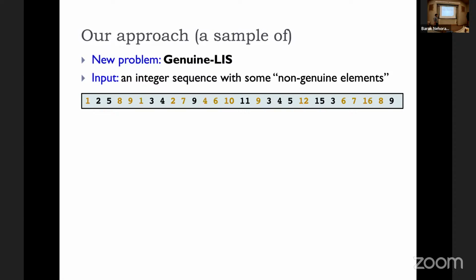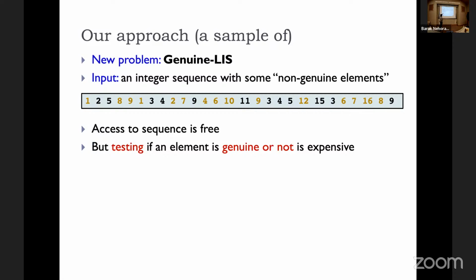We're still looking for longest increasing sequence. Okay, but the model is the following. We have a sequence. We have free access to the entire sequence. But some elements are genuine and some elements are not genuine. What it means is the following: when we want to find the LIS among the genuine elements, we can look at the elements, right? But somehow, we think about them as being characters, for example. We have to pay for testing whether a character is genuine or not.